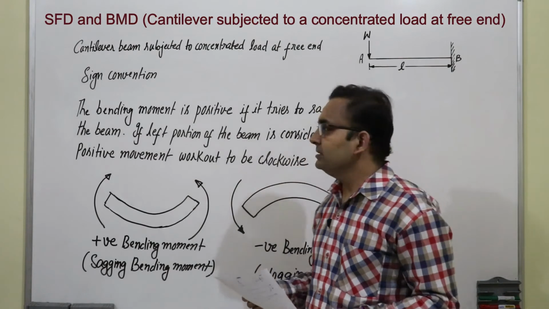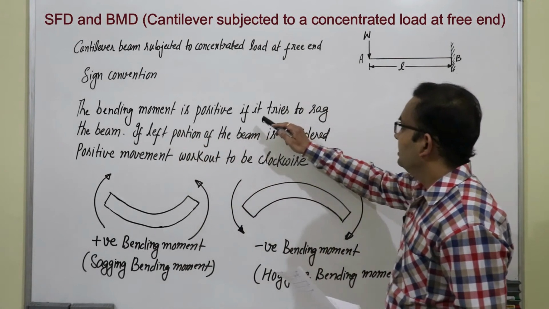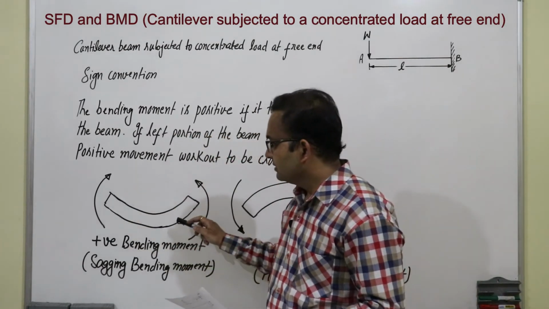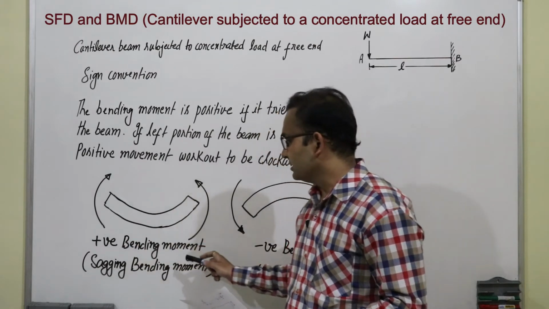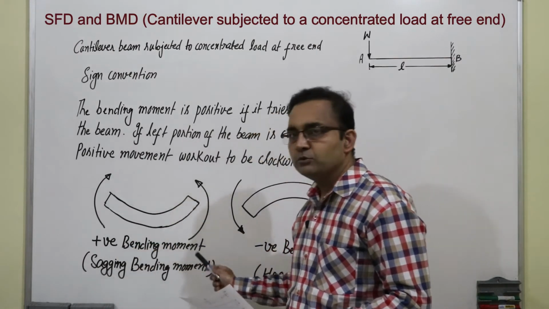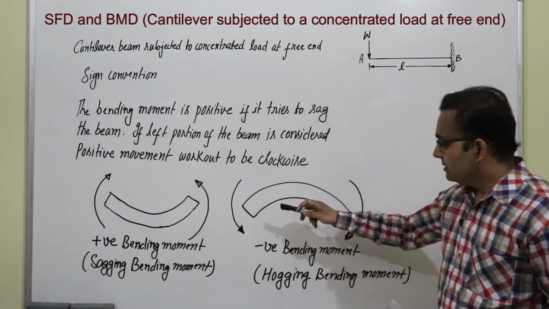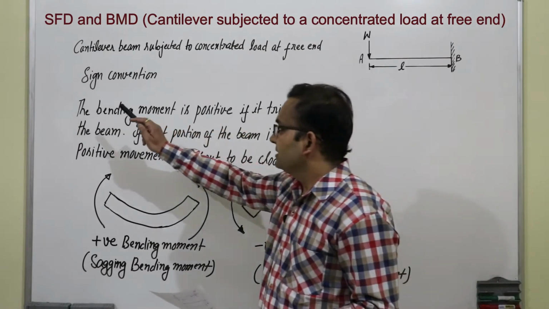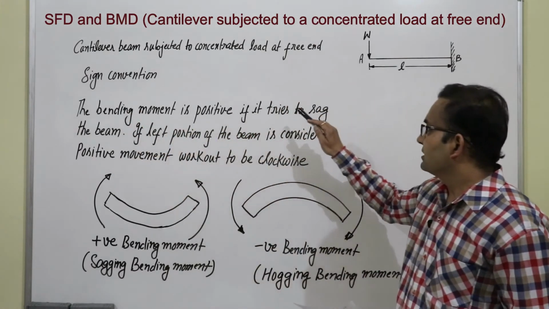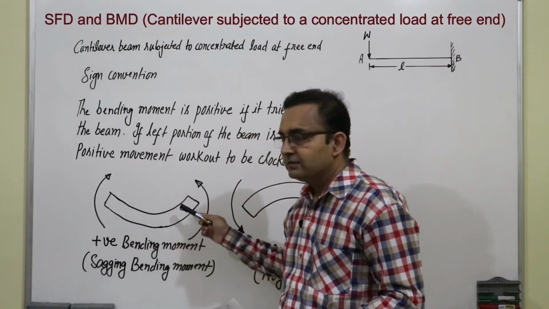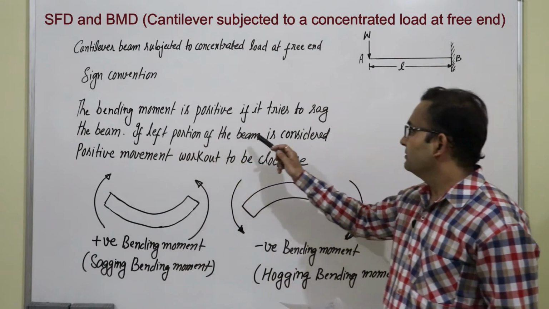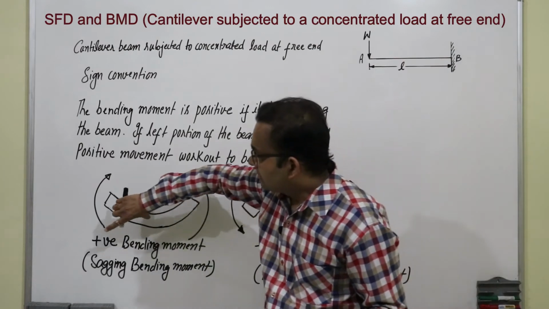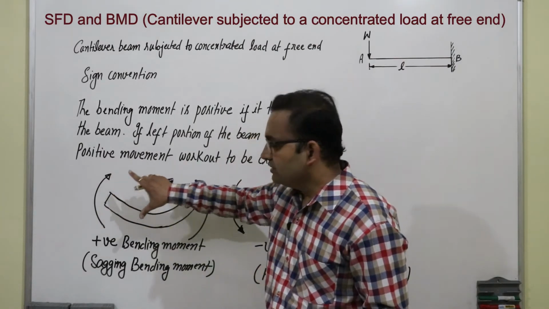This is for the bending moment. The bending moment is positive if it tries to sag the beam. So, this is a beam which is sagging, so bending moment will be positive. It is sagging bending moment. And if it is hogging, it is a negative bending moment. Again we will see, the bending moment is positive if it tries to sag the beam. So, beam is sagging, that is why it is positive. If left portion of the beam is considered, positive moment works out to be clockwise. So, it is clockwise, that is why it is a positive bending moment.